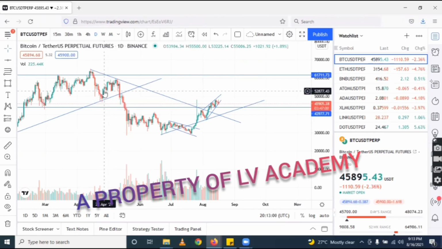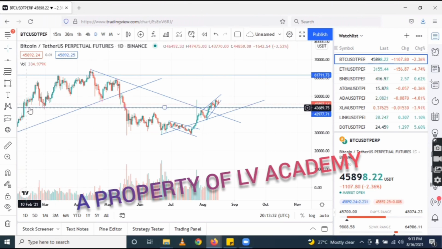It tested it and it rejected it to the upside. So buyers stepped in. A lot of buyers were waiting for this to close. Once the hammer closed, the buyers entered the market because this shows a rejection. Remember when we talk about candlestick patterns, whether the hammer is green or red, as long as there is a rejection, it is a bullish signal, especially when it is in a very important zone like a support.